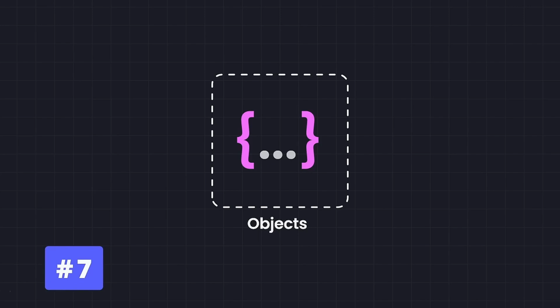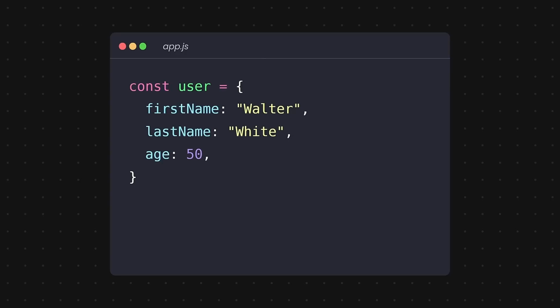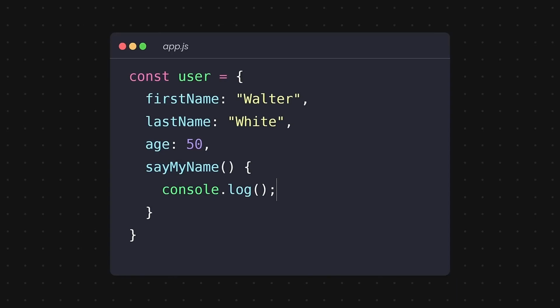Another huge topic is objects. To create an object, we use curly braces. Inside the object, we can define key value pairs. But objects can also contain functions. These are called methods. Inside these methods, we often use the this keyword, which refers to the object itself.